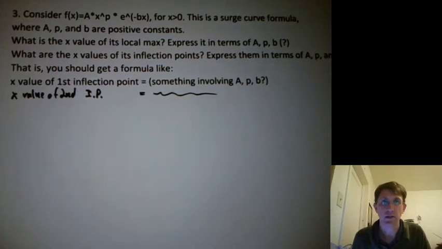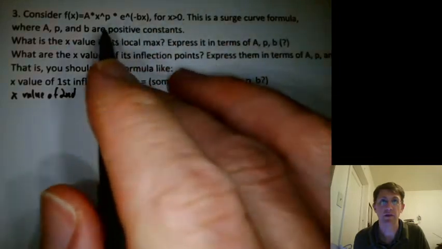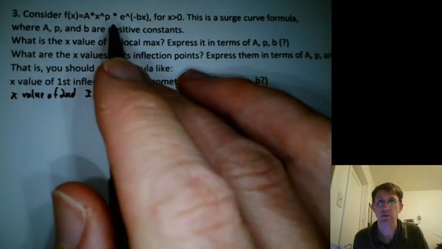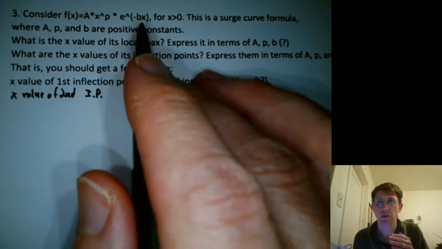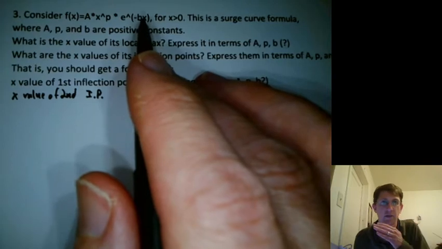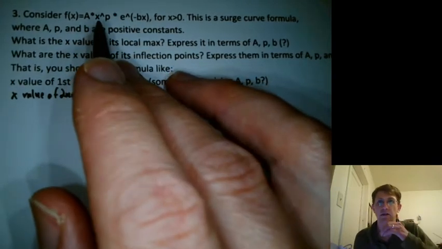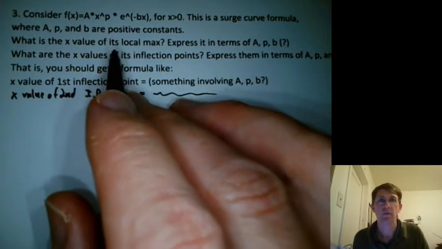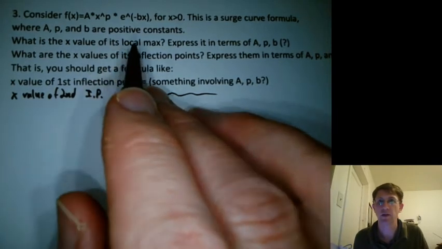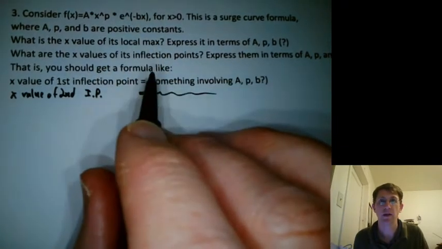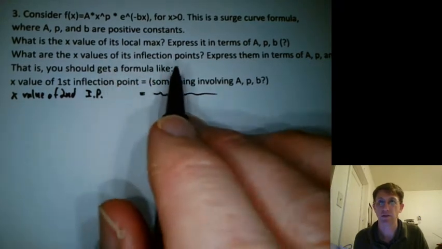All right, our last chapter 3.5 wrap-up problem has us with a surge curve formula with an adjustable power on x that adjusts the shape of the surge curve, and an adjustable multiplier on x in the exponent that adjusts the horizontal scale of everything. And a here is a vertical multiplier. And we want to find a formula for the x value of the local maximum of this and for the inflection points.